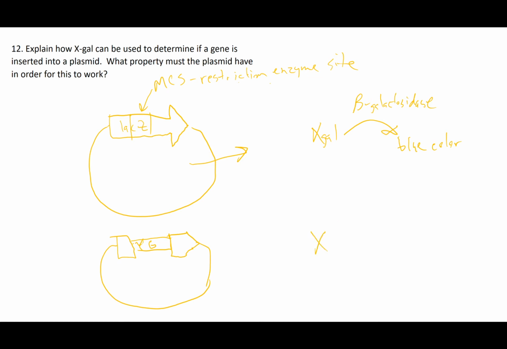So as a result now, if your gene is correctly inserted, there's no beta-galactosidase made because the gene for beta-galactosidase is disrupted, which means XGAL can't get converted to that blue color. And so as a result, the colonies are white rather than blue. And so this is how we can use XGAL to determine whether or not we correctly inserted our gene into a plasmid. And the features the plasmid must have, it must have this LAC-Z gene with a multiple cloning site within it.